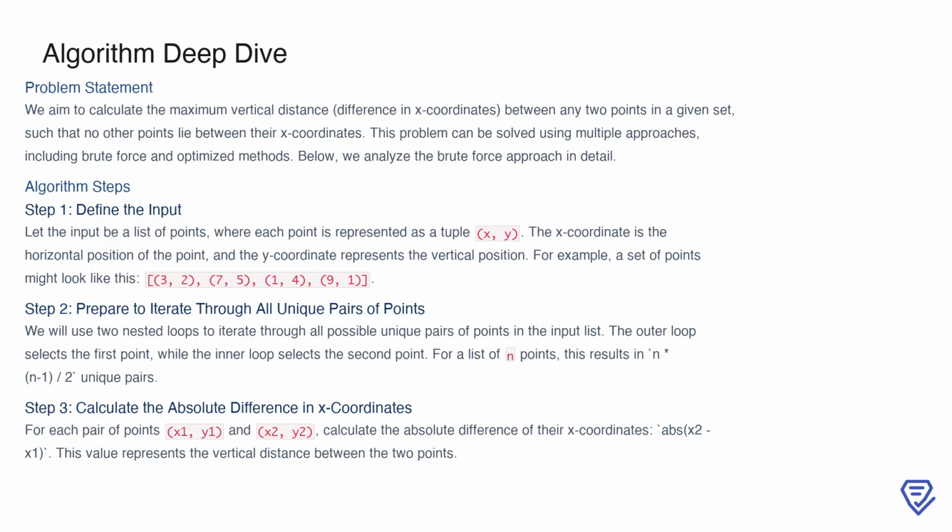Next, to evaluate all possible pairs, we use two nested loops. The outer loop picks the first point, and the inner loop picks the second, resulting in a total of n(n-1)/2 unique pairs for n points. For each pair, we calculate the absolute difference in their x coordinates using the formula abs(x2 - x1). This gives us the vertical distance between the 2 points, which we will use for further checks.